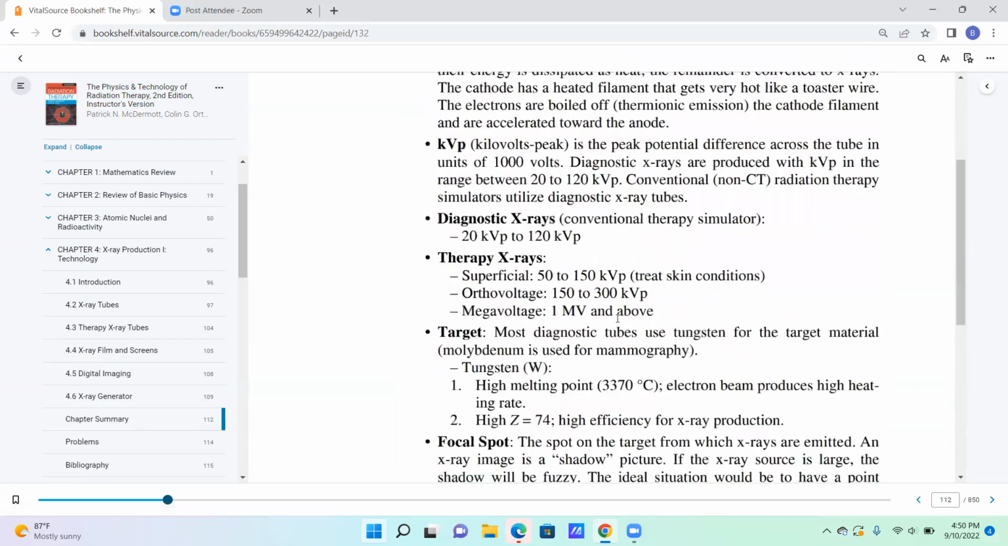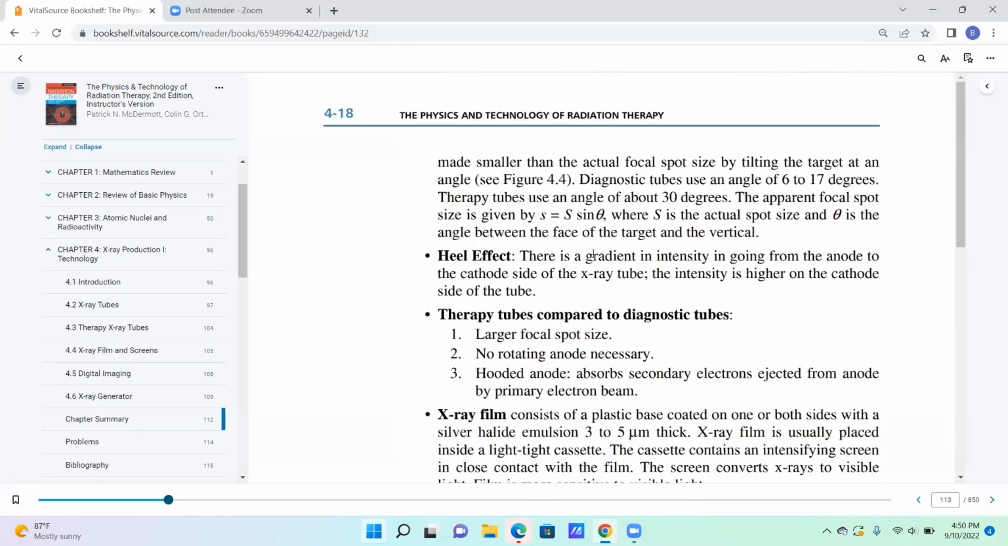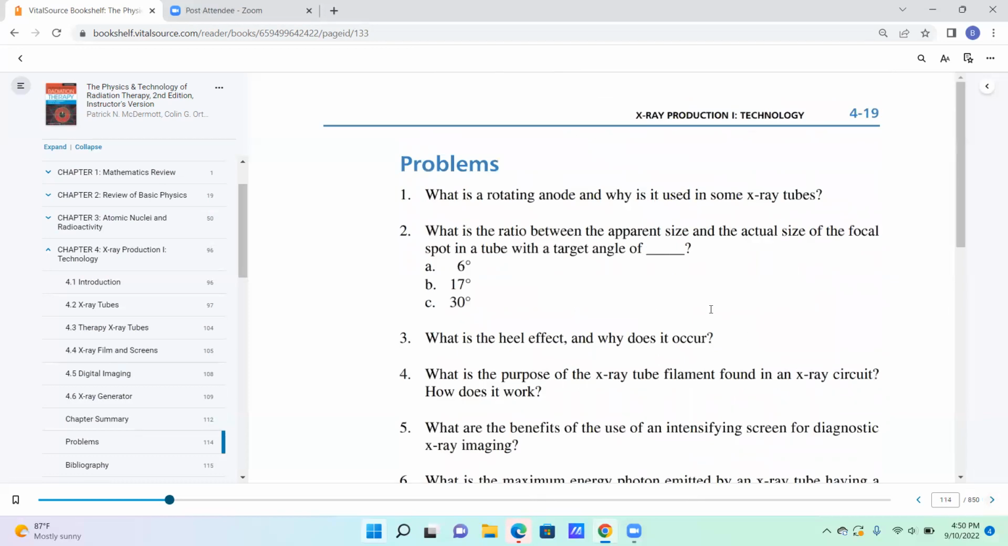And so here you have a chapter summary of the concepts. I would encourage you to go through and look at those. And then we'll get to the problems in a different video.